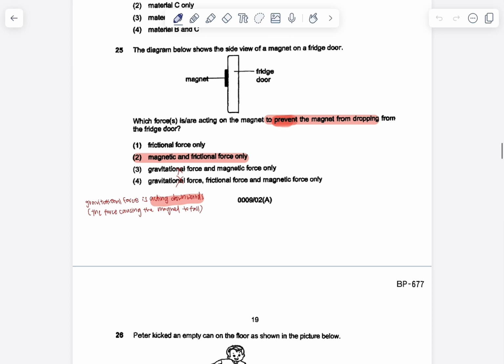Question 26. Peter kicked an empty can on the floor as shown in the diagram below. What are the possible effects of a force? So the effects of a force would be able to change the speed of an object, stop the object from moving, change the shape, change the size, change the direction of the object, and also cause a stationary object to start moving. So A, B, C, D are all possible effects of forces. The answer is 4. The only thing to take note of for this kind of question would be that mass cannot be changed.